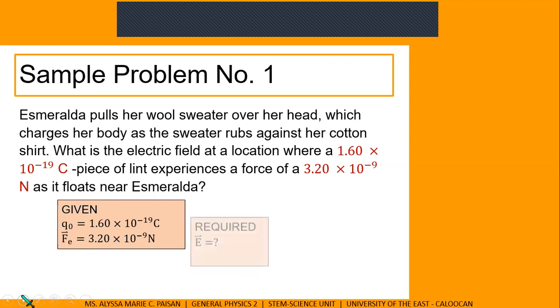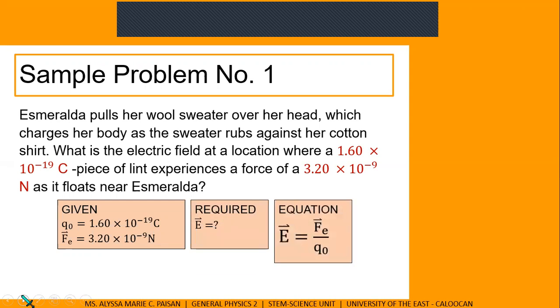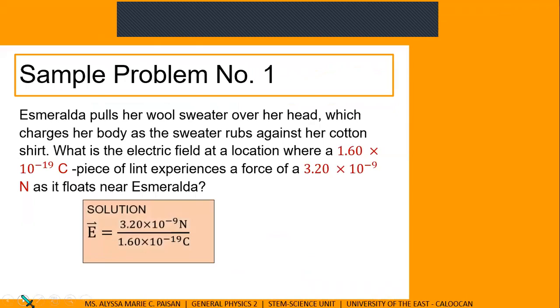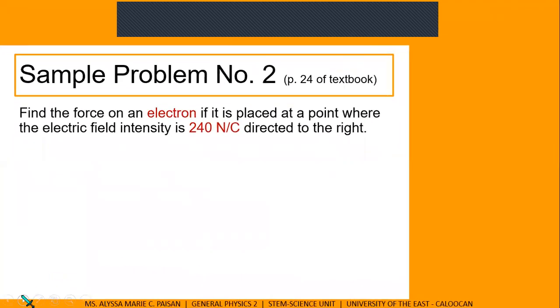Okay, so we have to find the electric field, and then the equation for that is simply E is equal to F sub E over q naught. And then we just have to substitute the given on the equation for the solution, and then the answer is 2 times 10 raised to 10 Newton per coulomb. Ganun lang siya kadali. No? Sample problem number 1.